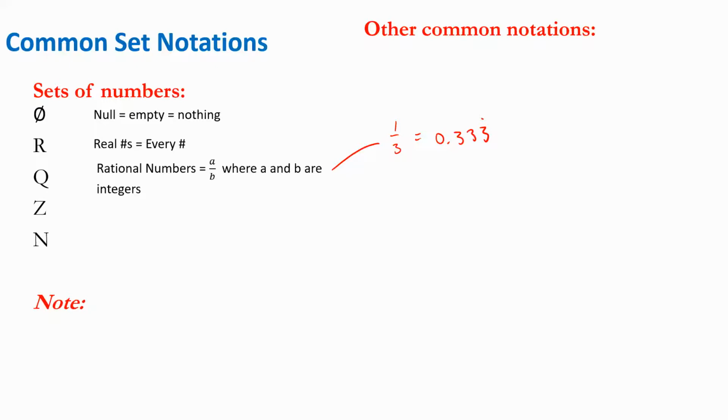See, that's an integer. That's an integer. 1's an integer, 3's an integer. That's a ratio or a fraction, and hence this is called a rational number. Why is 2 a rational number? Because 2 can be written as 2/1. 2 is an integer. 1 is an integer. That's why whole numbers like 2 are rational numbers.